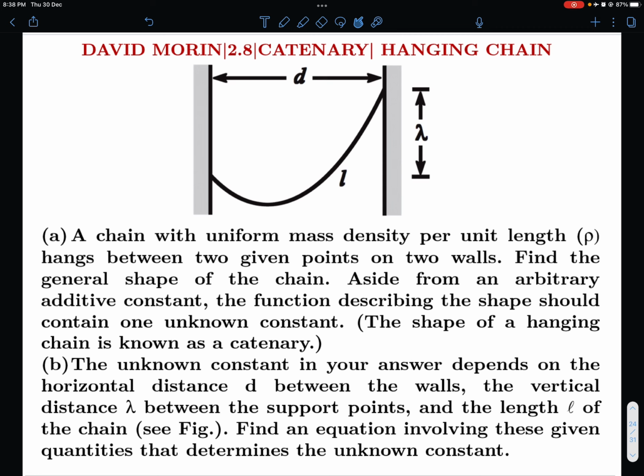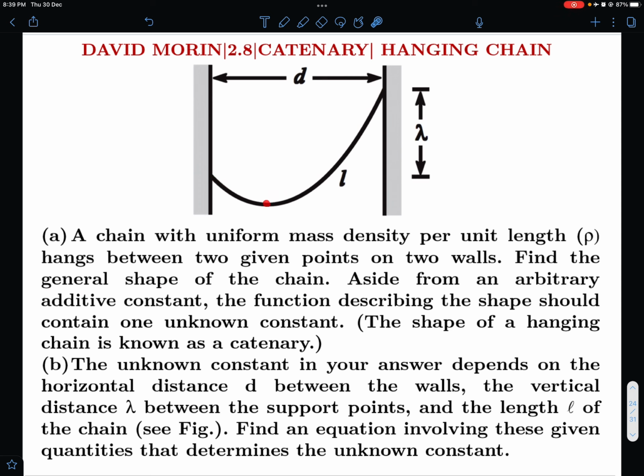So let me state the problem. A chain with uniform mass density per unit length rho hangs between two given points on two walls. So this is a chain and it's hanging here from two pegs like this. Find the general shape of the chain. We have to find the shape of this chain.